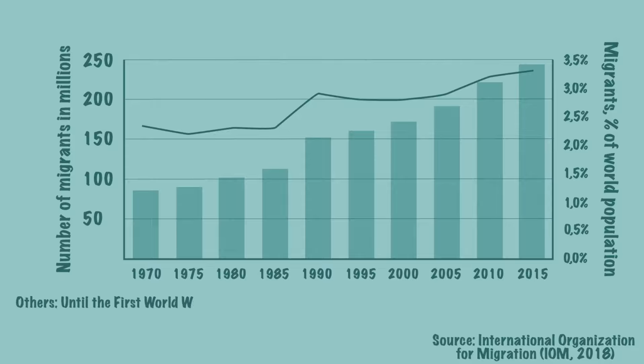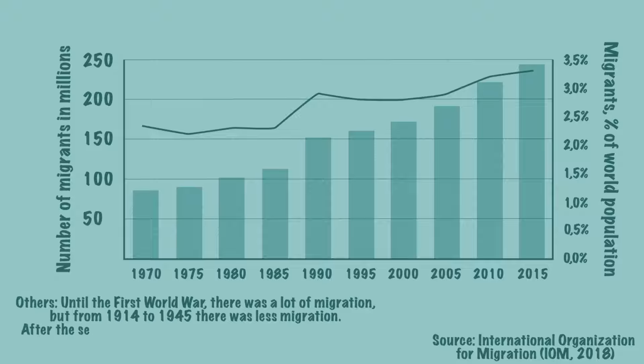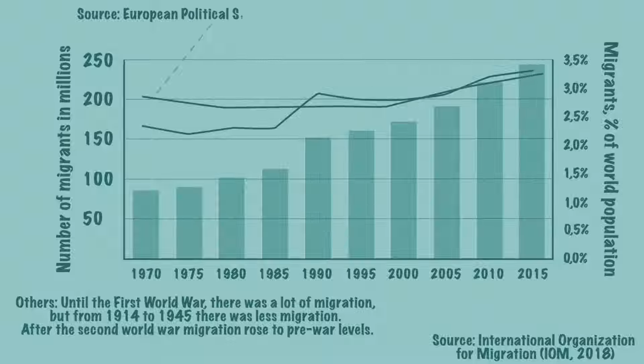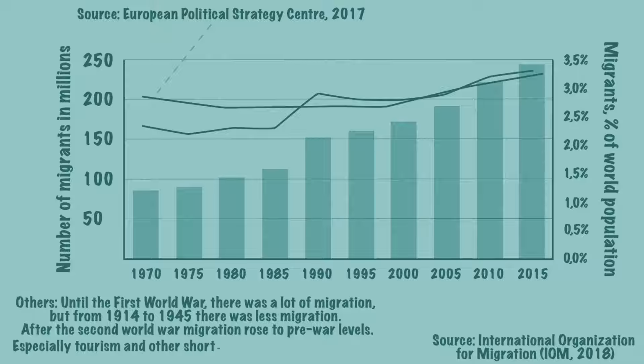Until the First World War there was a lot of migration, but from 1914 to 1945 there was less migration. After the Second World War, migration rose to pre-war levels. As a result, they come to the conclusion that migration has not increased sharply, but that globalization has ensured that people who want to stay elsewhere for a short time, such as tourists, have grown enormously. But that is not migration.